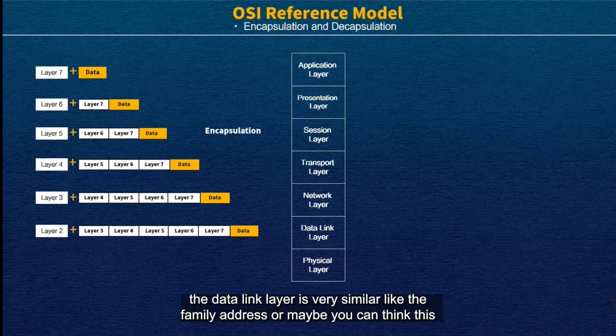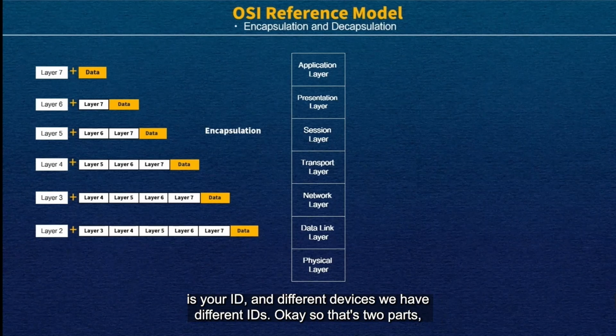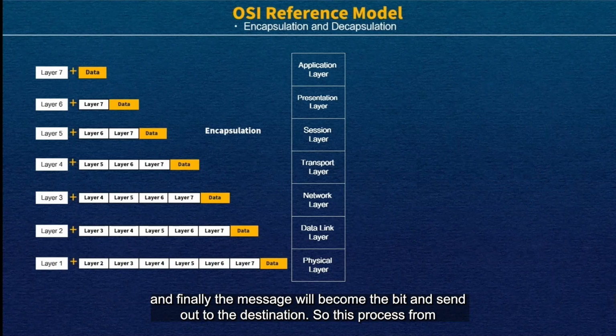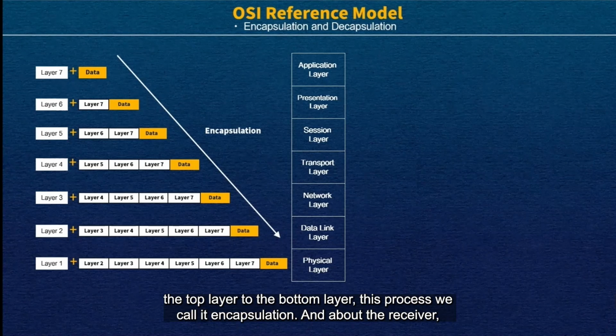The data link layer address is very similar to your family address, or maybe you can think of it as your ID. And each device will have a unique ID. Okay, so that's two parts. And finally, we become bits and send out to the destination. So this process from the first layer to the last layer, we call encapsulation.